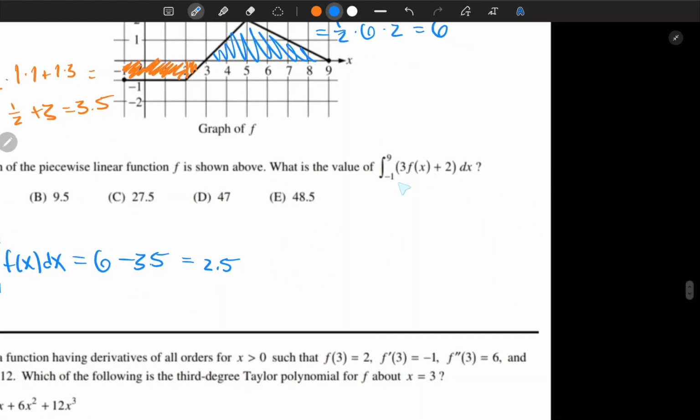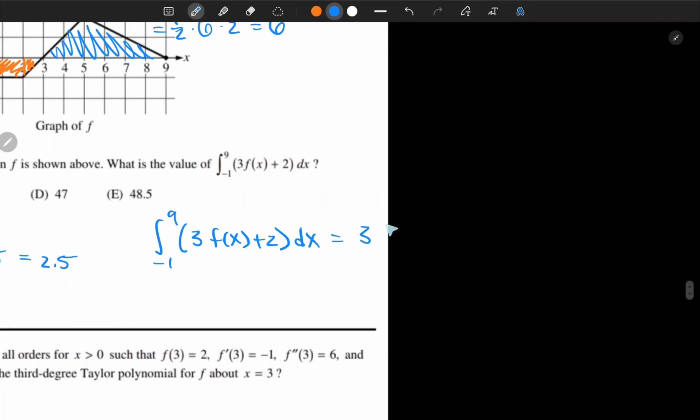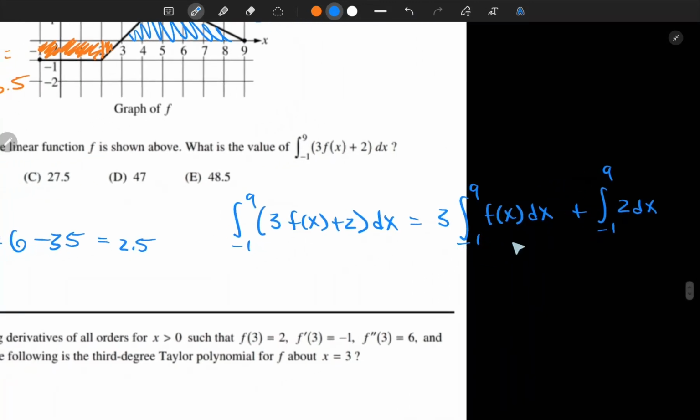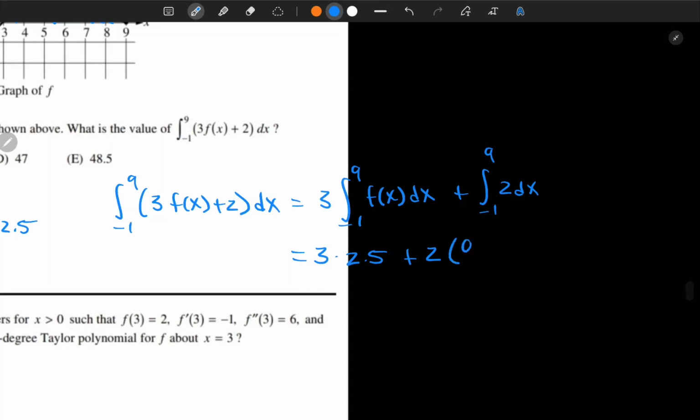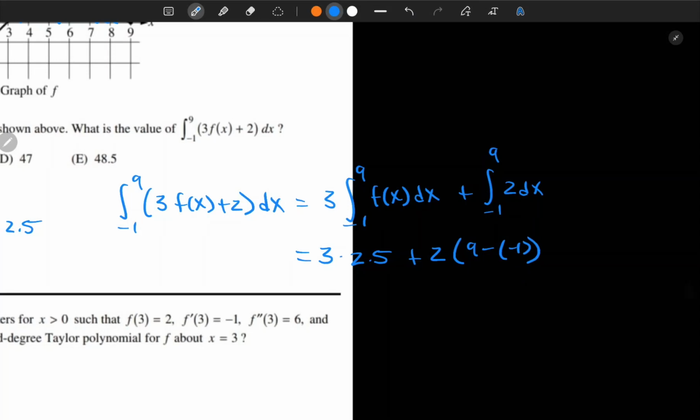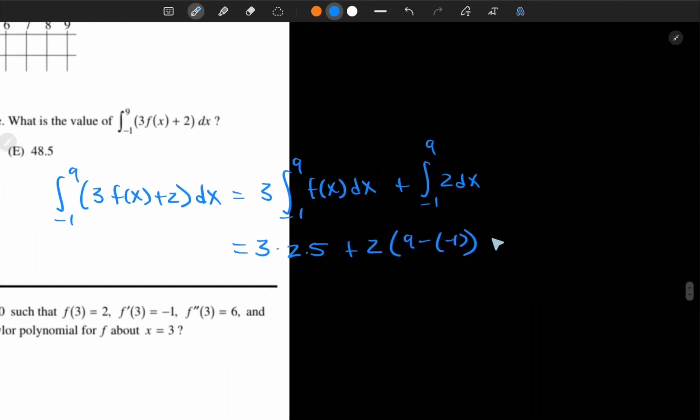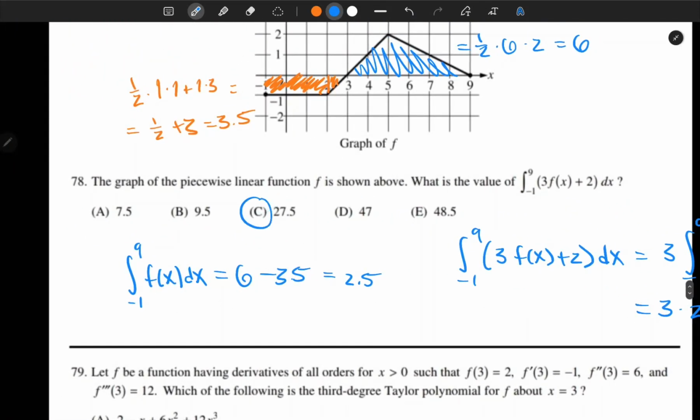Then this integral here, the integral from -1 to 9 of 3 times f of x plus 2 dx, is equal to 3 times the integral from -1 to 9 of f of x dx plus the integral from -1 to 9 of 2 dx. Well, we already computed this integral, so this should be equal to 3 times 2.5 plus 2 times 9 minus -1. Evaluating this, we can use our calculator. So this is equal to 7.5 plus 20, which is equal to 27.5. So the answer here is C.